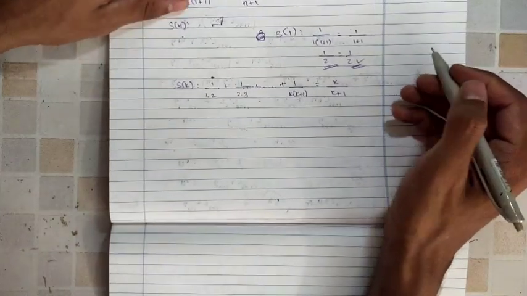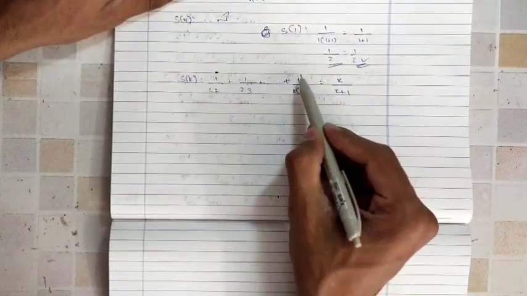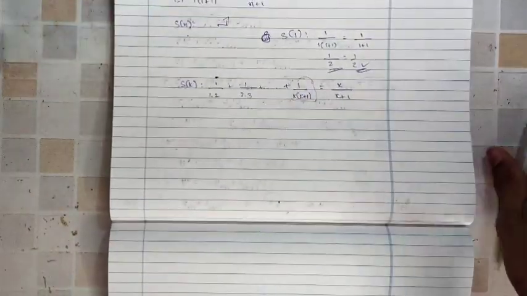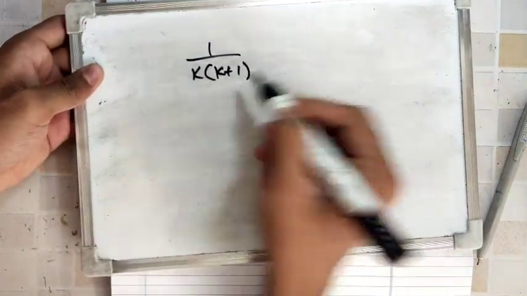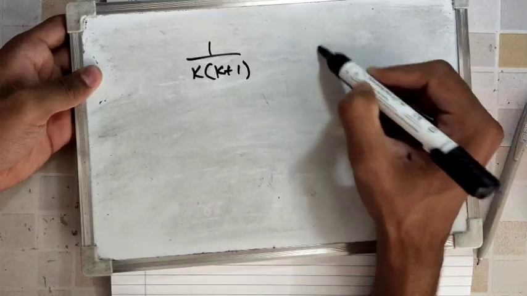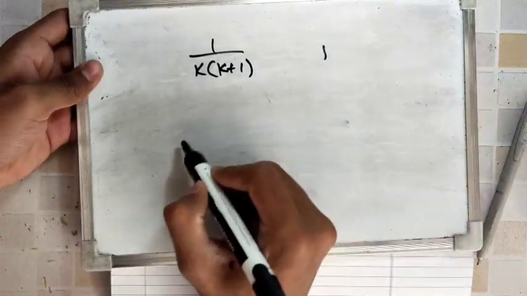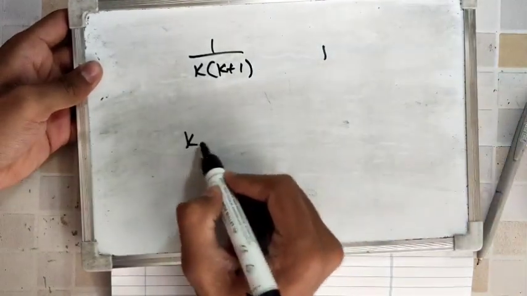Now what do I have to do? I have to see that this is the last term, like I said, wherever these kinds of problems are asked. So what was the last term? That was 1 divided by k into k plus 1. So I have to write this in the k plus 1 form. In k plus 1 terms, k will become k plus 1.